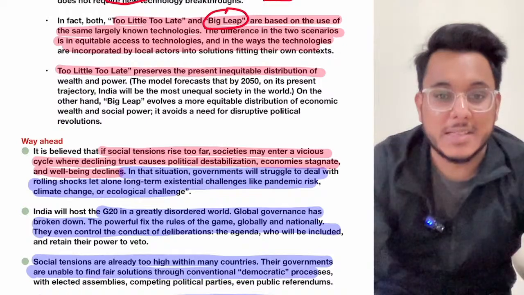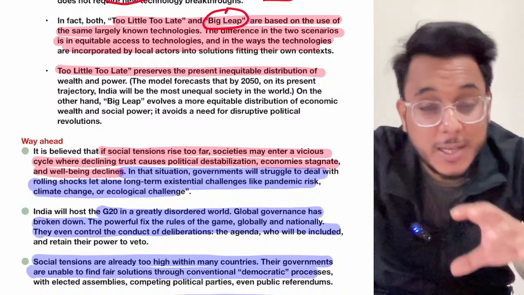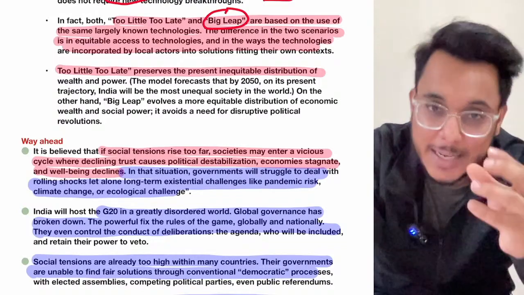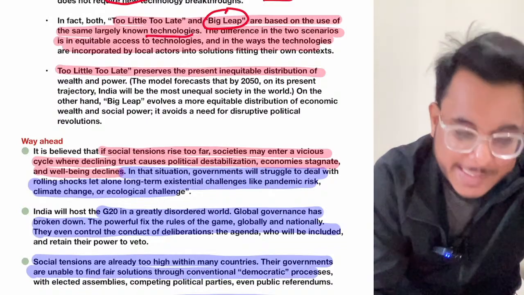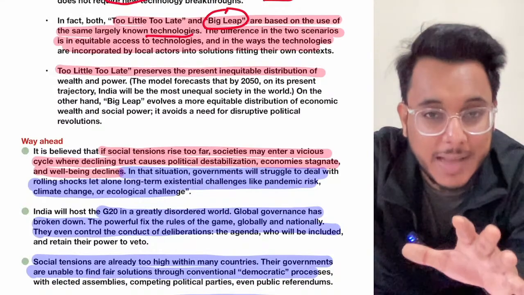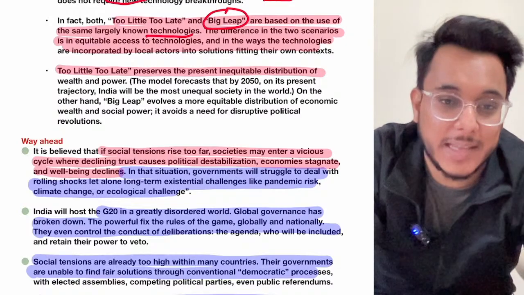Big leap simply means that we should not focus on the present trajectory of the changes. We need to take some big steps. We need to make some monumental changes. Now, the big leap also focuses on the same technologies that we are still using, but in the big leap it is provided that the same technologies should be provided to as many people as there are.